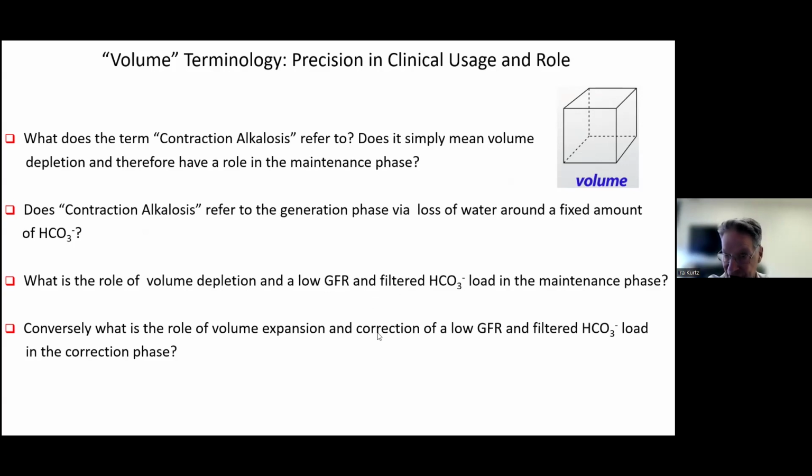Does it mean the GFR has increased? Does it change the filtered load? All these things cannot be thought of in isolation clinically because they all occur together, and yet any one of them could be causally related to what we're seeing. So it's very, very complicated. So people tried, years ago, to isolate all these different factors more precisely.